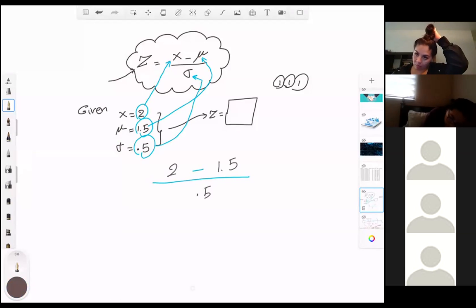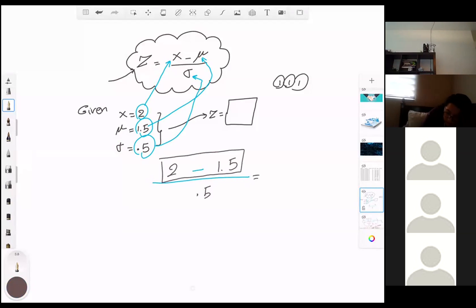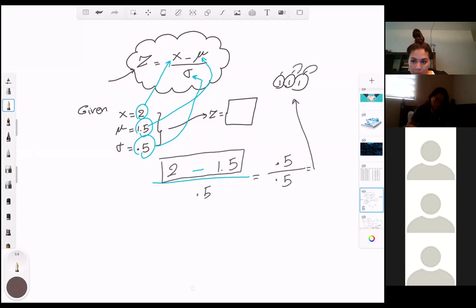Then you can do this on the calculator. 2 minus 1.5, which is 0.5, divided by 0.5. Oh, you guys are great. 1. Okay, the answer was 1.